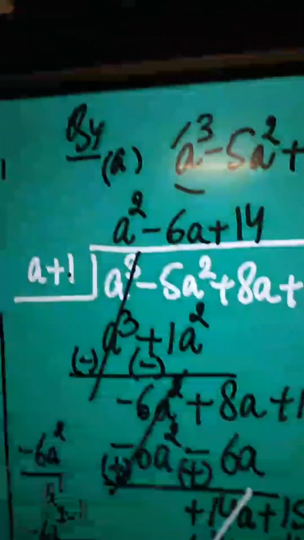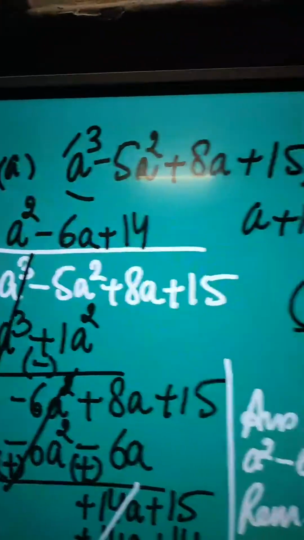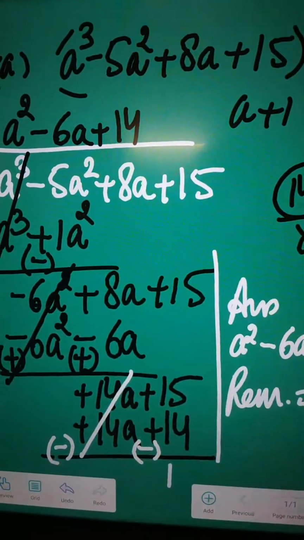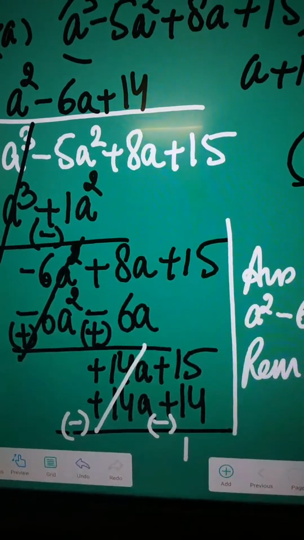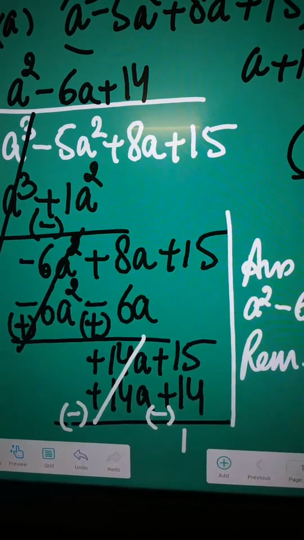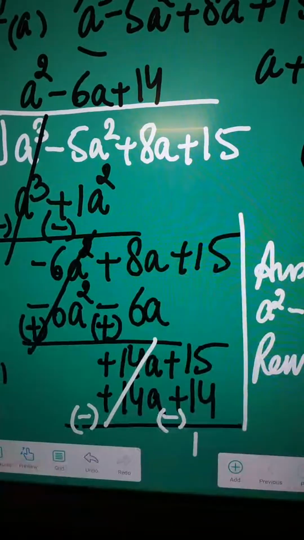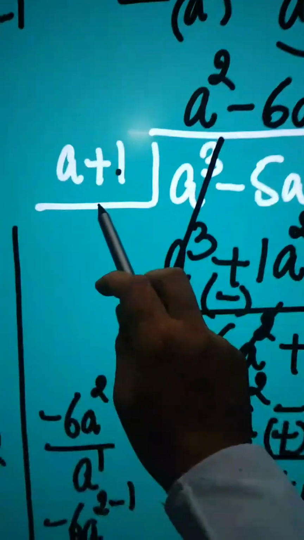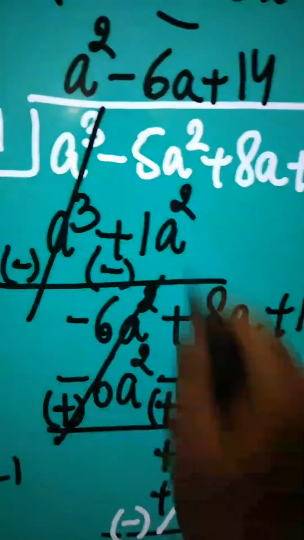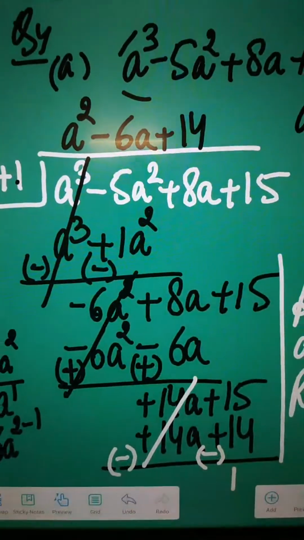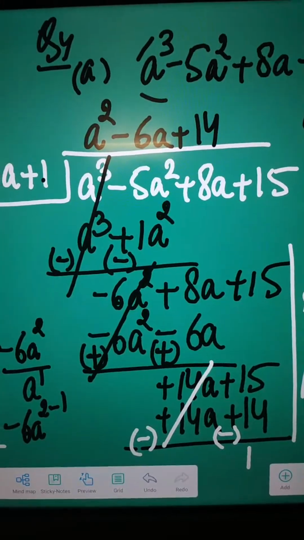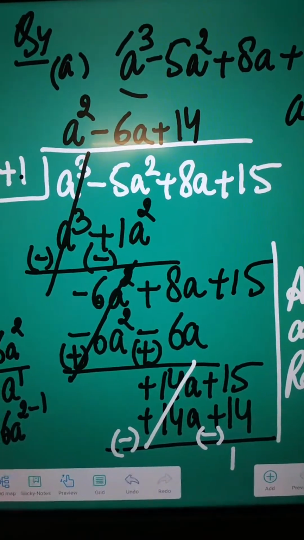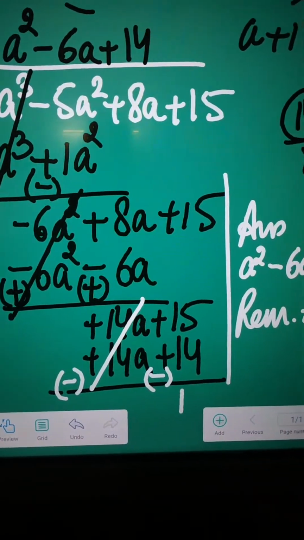So this is question number 4, where you have to divide, and on dividing it is leaving a remainder. Why did it leave remainder? Because it is not divisible. That means it is not a factor. This a plus 1 is not a factor of this expression. That is why it left a remainder. A plus 1 is not dividing because it left a remainder.